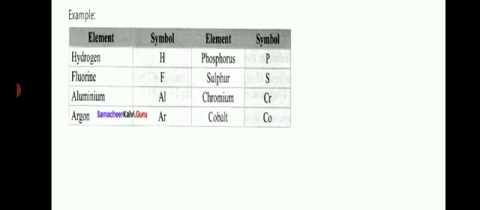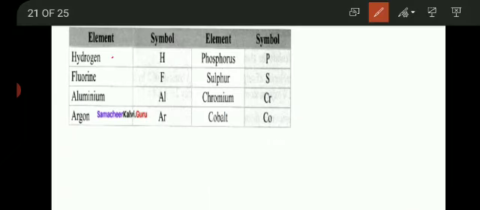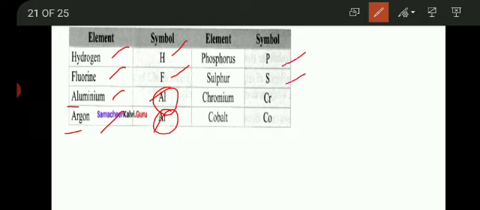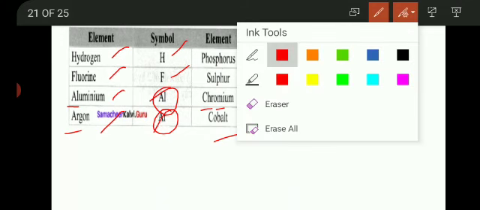For example, you see hydrogen first letter H, fluorine first letter F, aluminium first letter and second letter, argon first letter and second letter, because both begin with A, so one takes L and one takes R. And phosphorus first letter P, sulfur first letter S, chromium first letter and third letter, cobalt Co. Like that we have to take.